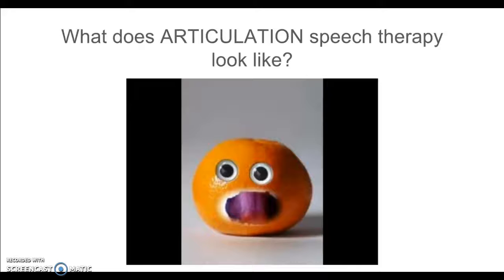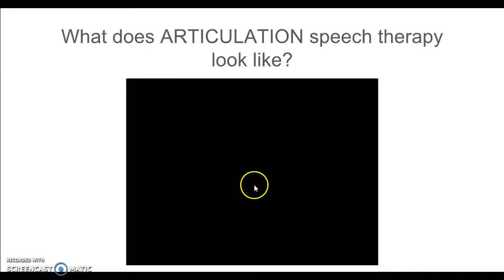So what would articulation speech therapy look like? Because a lot of the times we can treat this at a young age. We have kids learn how to make the sound. So here we're going to learn how to make the K sound.